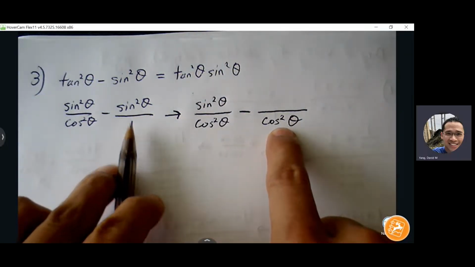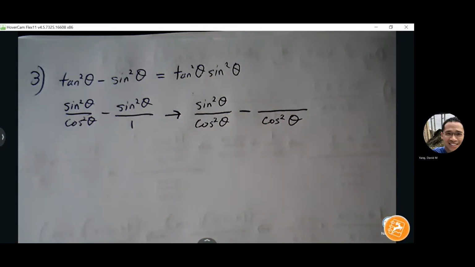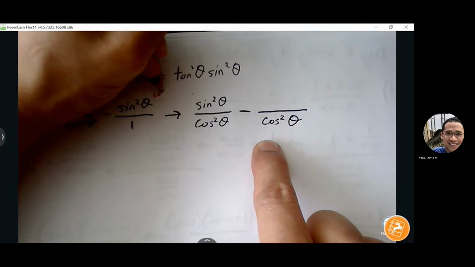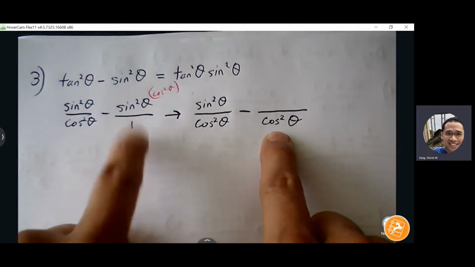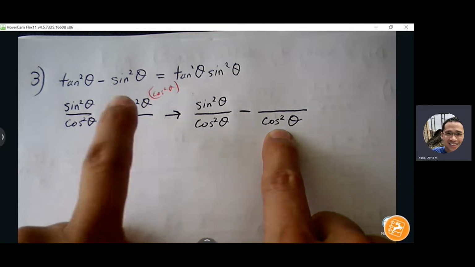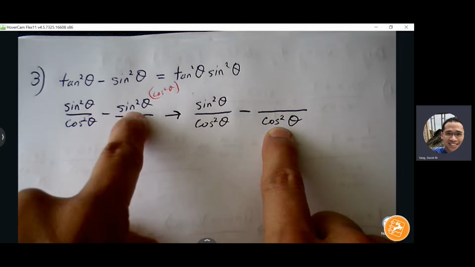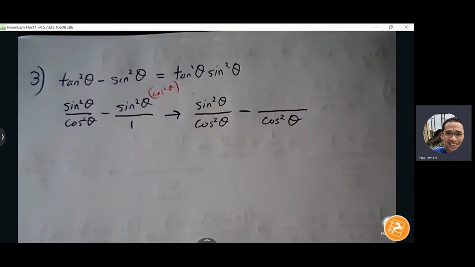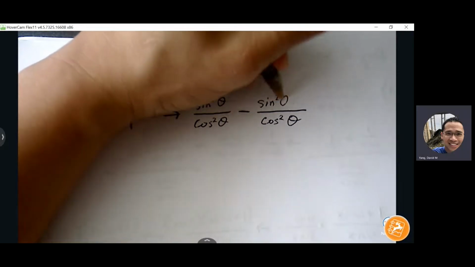This is different, so I need to multiply the top by what? Cosine squared, right? If you think about it this way, in order for me to get from 1 to cosine squared, I need to multiply the 1 by cosine squared. So whatever I do to 1 to get to this step, I've got to do the same thing for the top to balance it out. So the top is going to now be sine squared cosine squared.